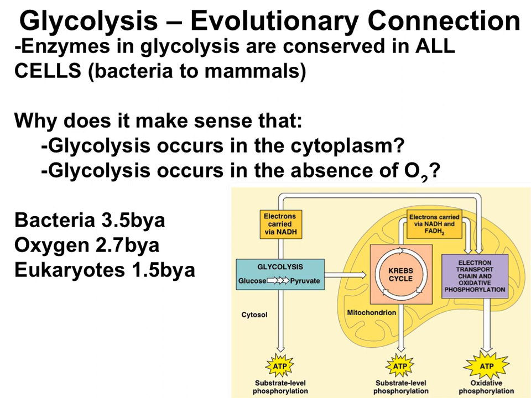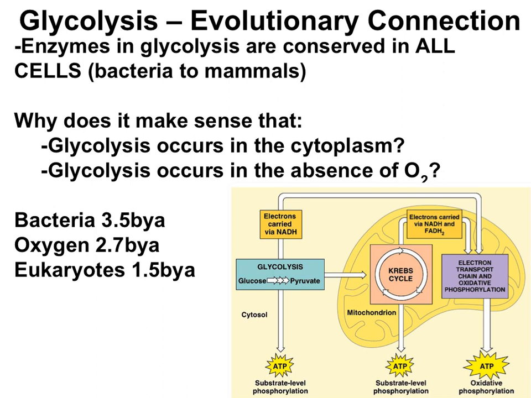Humans, bacteria, yeast, panda bears, all of them have hexokinase and all of those other enzymes. They all use glucose to make ATP. And think about those conditions of glycolysis. Why does it make sense that glycolysis can happen in the cytoplasm?